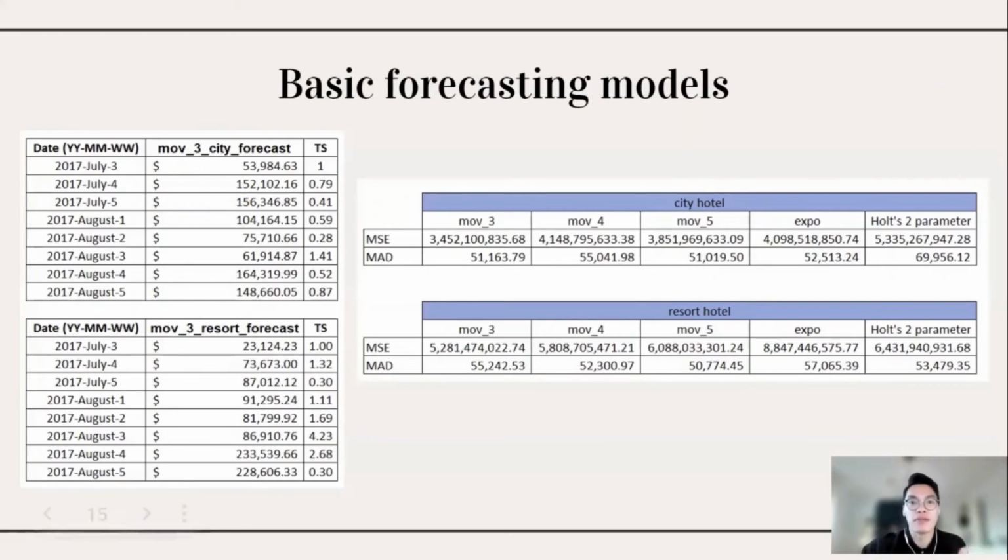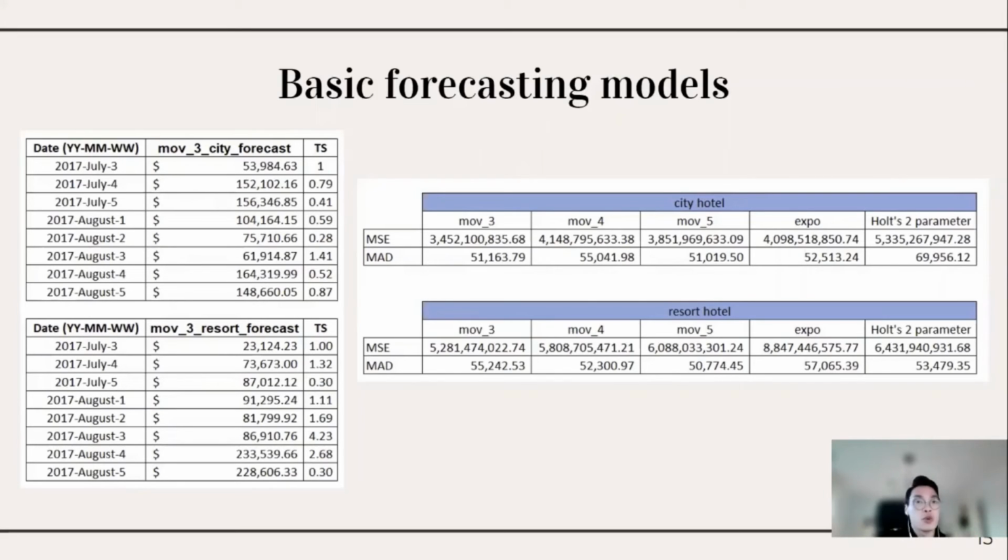In terms of the tracking signal, the figure on the left provides the forecasted revenues and the tracking signal for the city and resort hotels between the 3rd week of July and the 5th week of August 2017. For city hotels, the absolute value of the tracking signals is inferior to 4. In turn, the proposed forecasting method can be considered accurate.